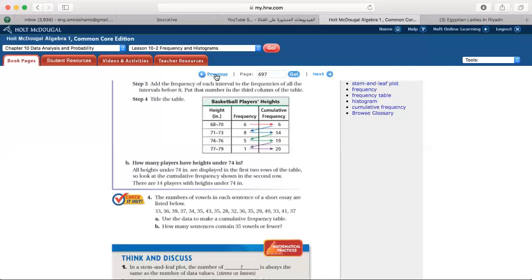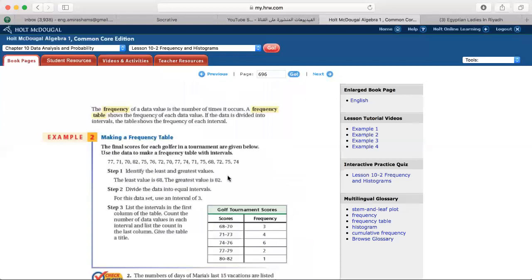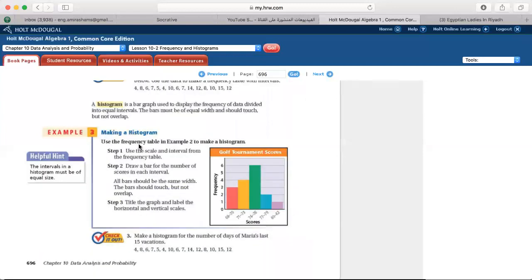Before, we had making a histogram. Use the frequency table in example 2 to make a histogram. Frequency and cumulative frequency are related to each other. I will just add another cell to the table to make the cumulative frequency.